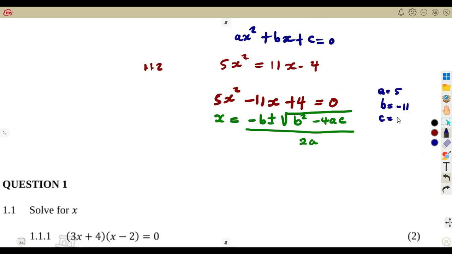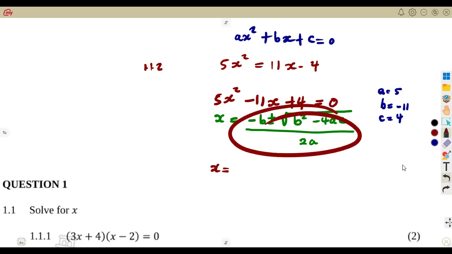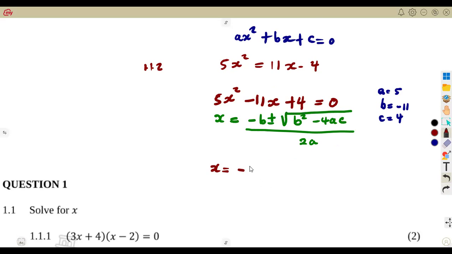So C is equivalent to what? To 4. So let us substitute into this formula. X is equal to minus. The first thing, guys, is to substitute properly into the formula. Minus, what is our B? Negative 11. So that's minus 11.